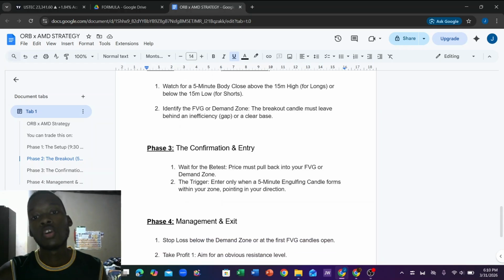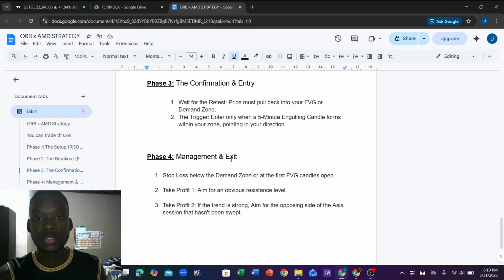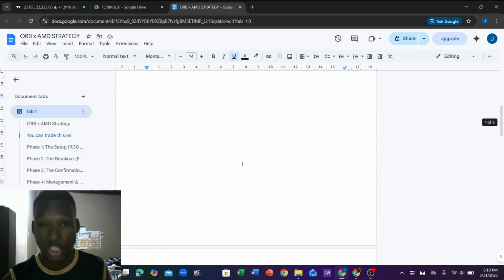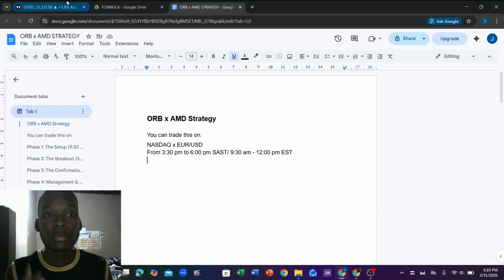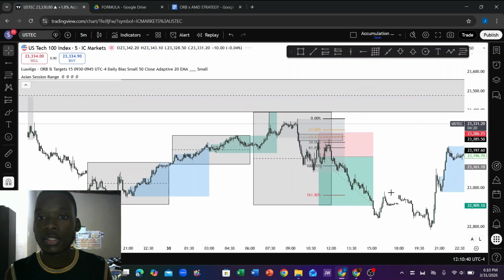So phase 3, the confirmation and entry. Wait for the retest. Price must pull back into the fair value gap or the demand zone that you have marked. The trigger: enter only when a 5-minute engulfing candle forms within your zone pointing in your direction. So this is the risk management, how you put your stop loss and how you do everything. So let's go into the charts and let me explain this when you guys are seeing the real charts play out.